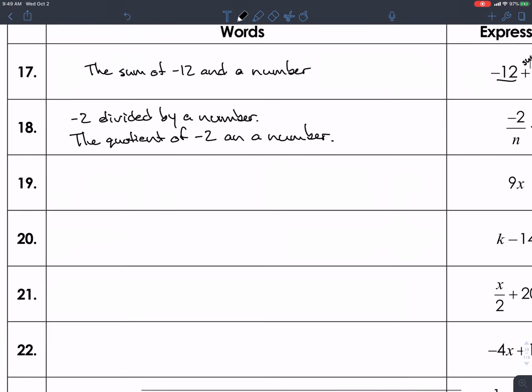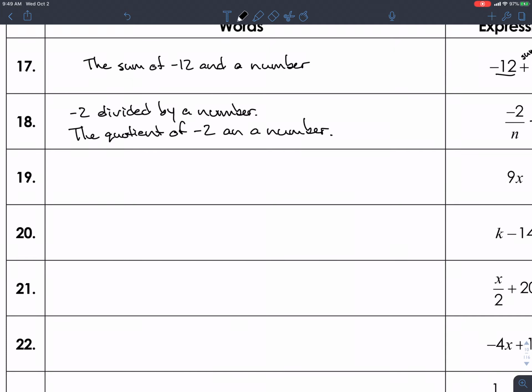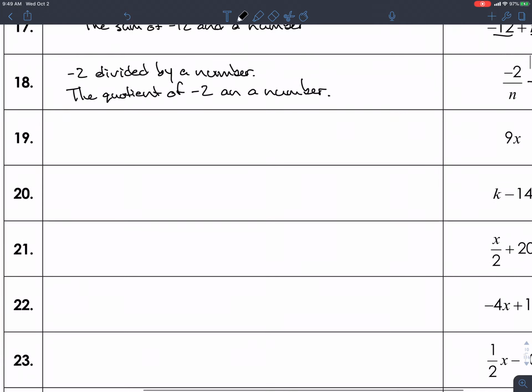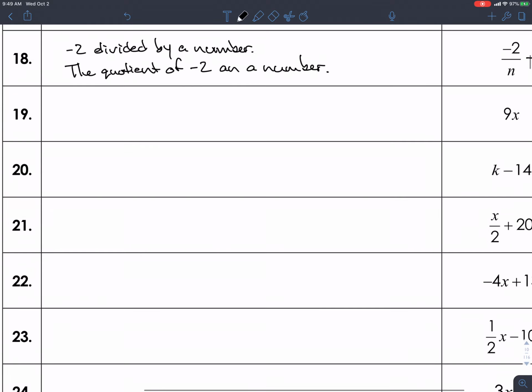Okay, so go ahead and try to do the rest of those on your own. If you can, try to come up with as many as 2. But after that, you will be working on your homework.